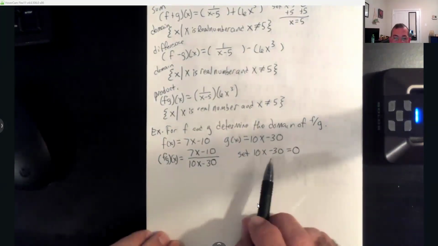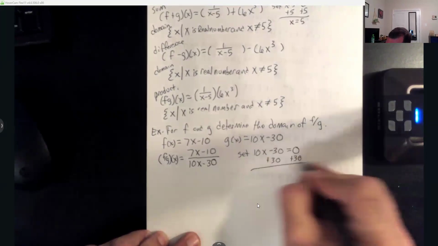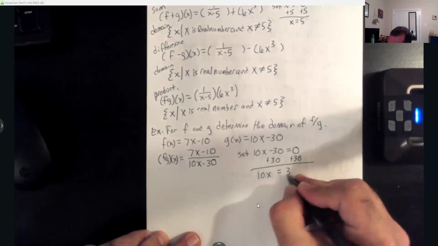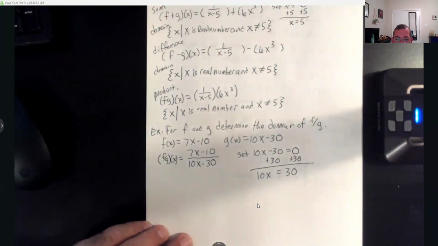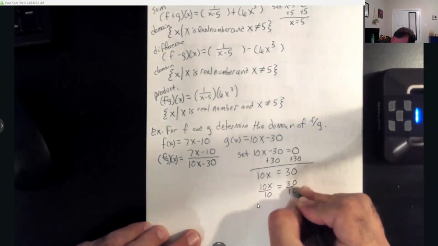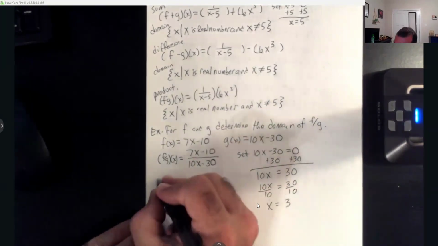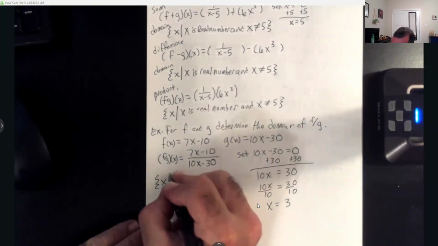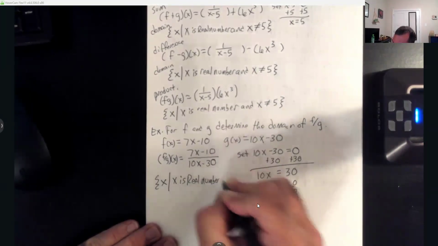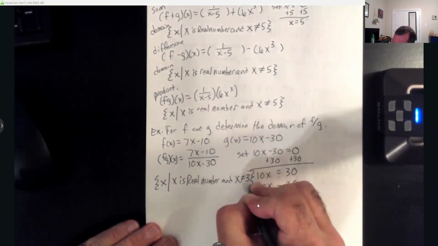Okay, so let me go back to solving this. So here I would add my 30. All right, so that brings down my 10x. Those cancel out on that side. That's going to equal positive 30. And then you divide by 10 on both sides. So that cancels, give me a 1x equal to positive 3. So good job. So you would have x such that x is a real number and x cannot equal 3.